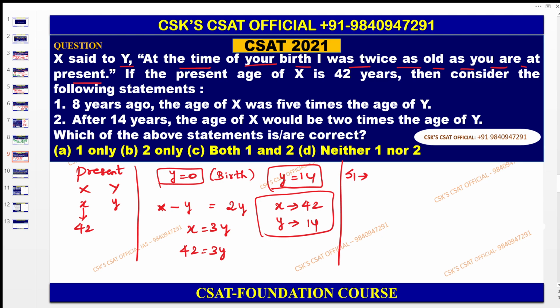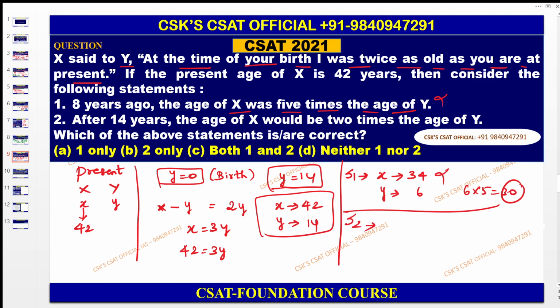Statement number 1 says 8 years ago. So what is 8 years ago? X is equal to, just subtract 8 here, so 34. Y is equal to 14 minus 8, so that is nothing but 6, right? Now read it carefully. The age of X was 5 times the age of Y. Obviously wrong. 6 into 5 is 30, but it says 34. Therefore wrong. Statement number 1 you can eliminate.